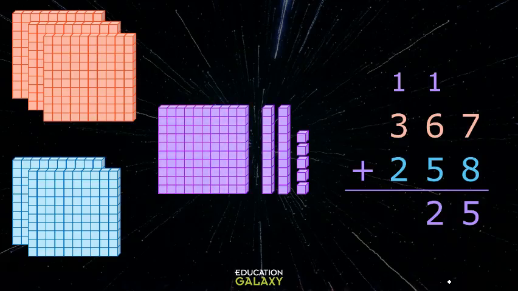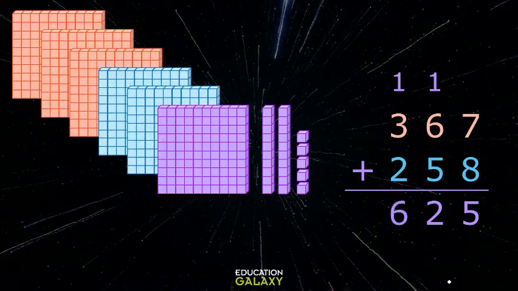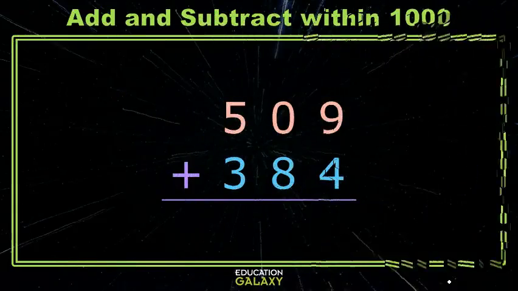Okay, now we just have our hundreds. 300s, 200s, and the 1 we carried is 6. And just like that, we've added. Amazing. Okay, let's practice one without the models.